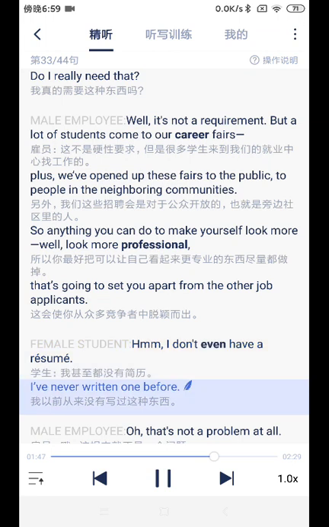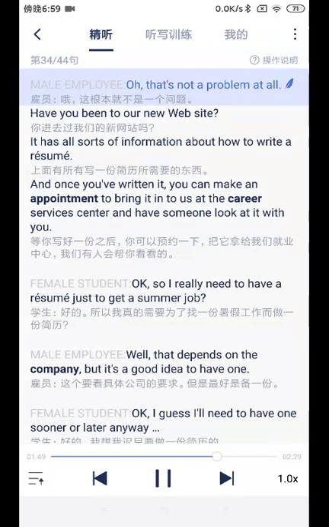I don't even have a resume. I've never written one before. Oh, that's not a problem at all. Have you been to our new website? It has all sorts of information about how to write a resume. And once you've written it, you can make an appointment to bring it in to us at the Career Services Center and have someone look at it with you.